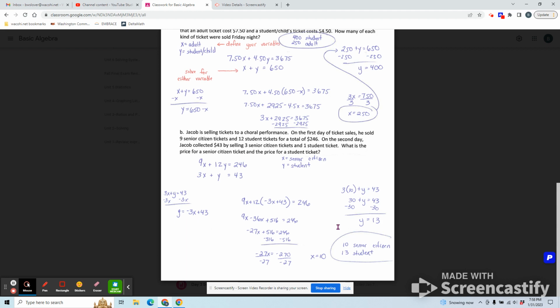And then I got to think to myself, does that make sense? Does it make sense that that is the price for the tickets? $10 for a senior citizen ticket and $13 for a student ticket. Yeah, that seems reasonable. Now, if you ended up with like $1,000 for a senior citizen ticket to a choral concert at the high school, that wouldn't seem right. But these do seem logical.